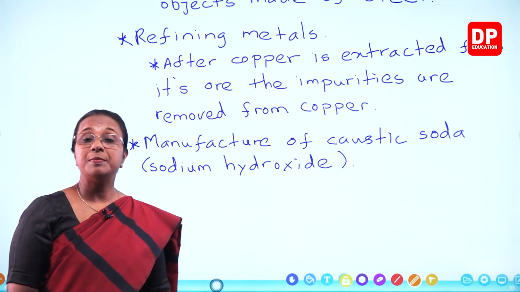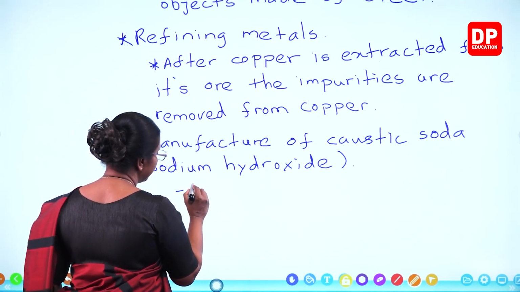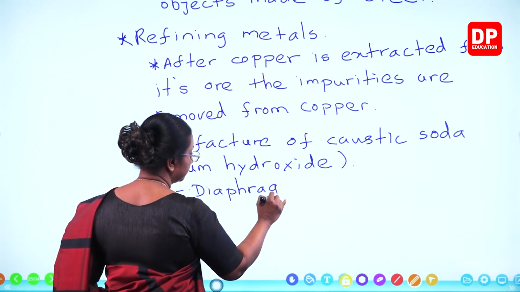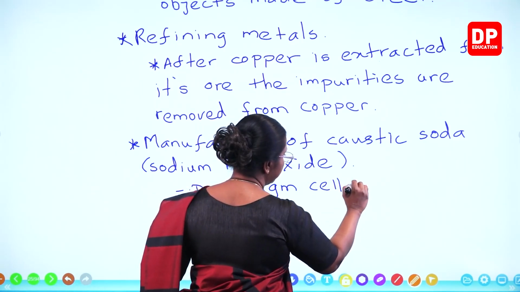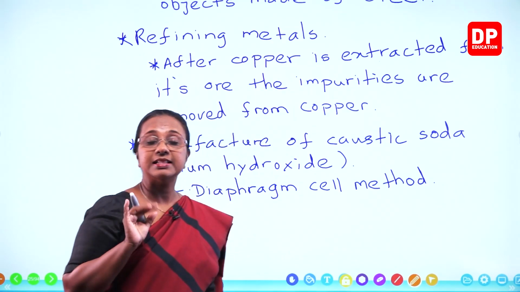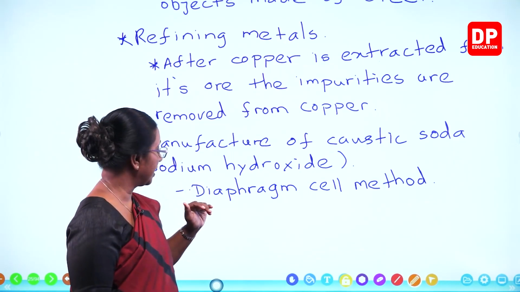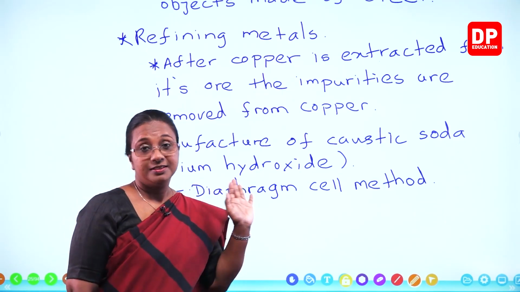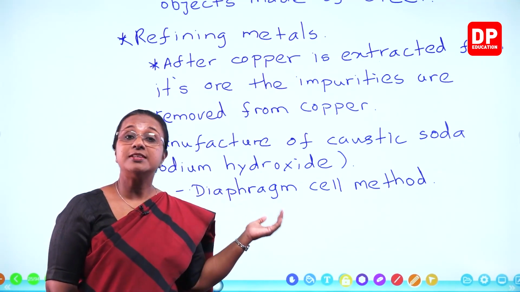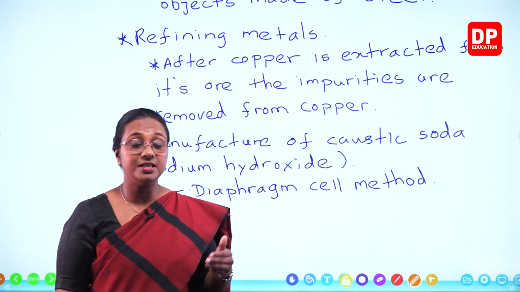Here of course we use a method called diaphragm cell method. So this is done by using a diaphragm cell method. That is another application of electrolysis. Manufacture of caustic soda or sodium hydroxide, diaphragm cell method. I am sure you all can understand these different methods. So with that students, I will move on to the next slide where we will be discussing some of these applications in more detail.